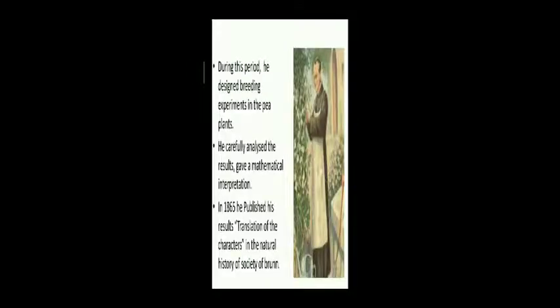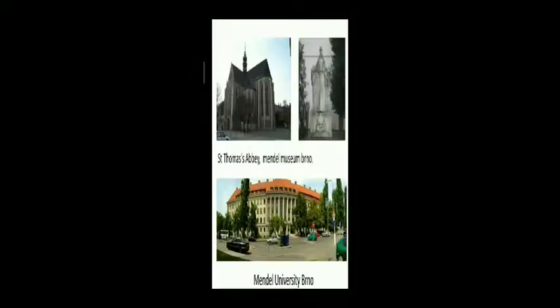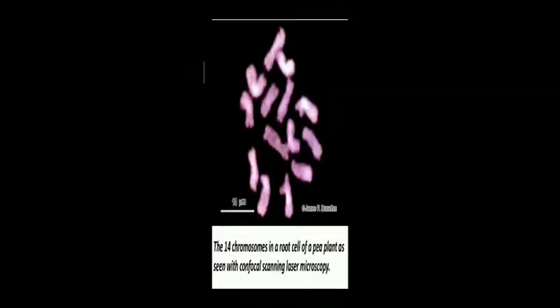We have studied more in detail about Gregor Johann Mendel, where he was born, where he lived, and where he studied. We have studied about rediscovery of Mendelism. Then we have studied about the 7 different characters that were selected by Mendel with different traits for performing his experiments. We have studied about the terminologies in genetics, that is factor or genes, then locus, allele.